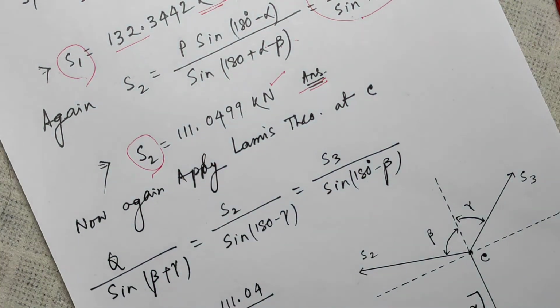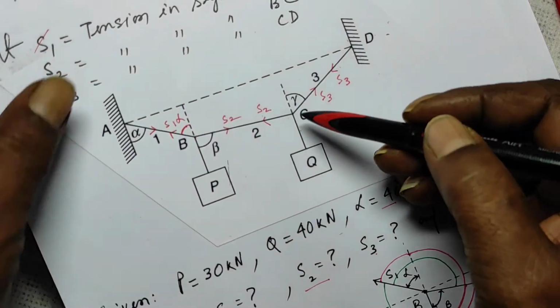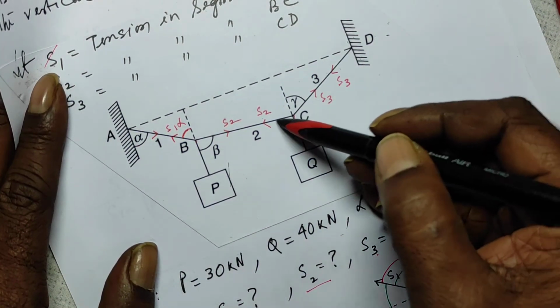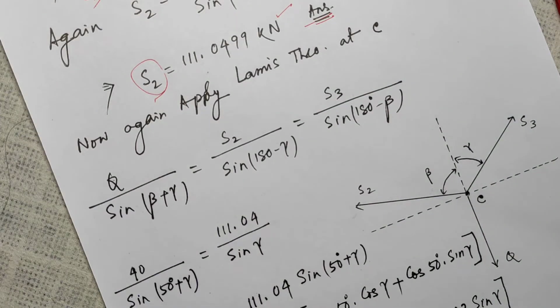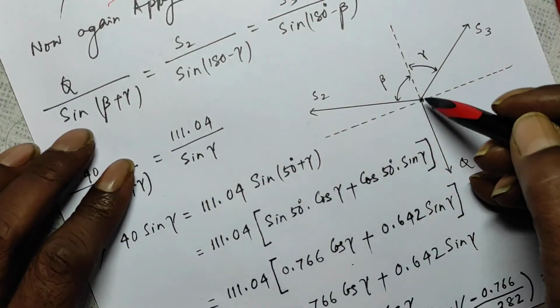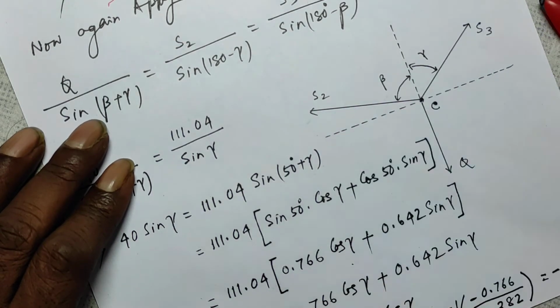Now let us go back to the other point of equilibrium, that is the point C in the diagram, where you can apply Lami's theorem. There is a load Q, there is S3, there is S2. So at point C, let us apply Lami's theorem. I have redrawn the diagram at point C to apply Lami's theorem. To this side is S3, this side is Q, this side is S2.